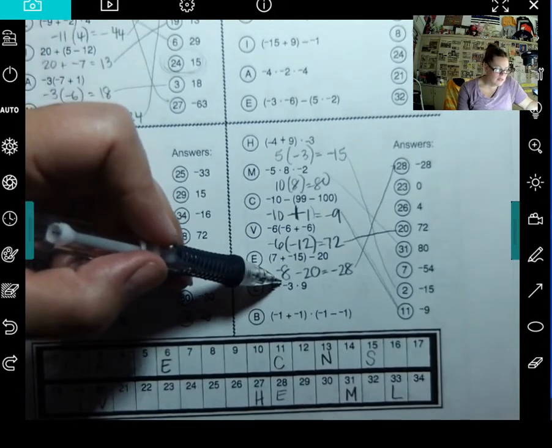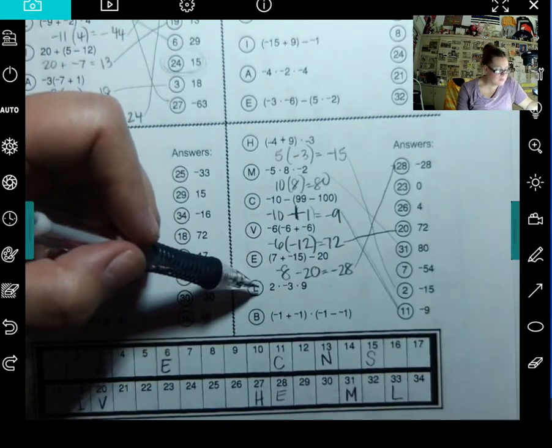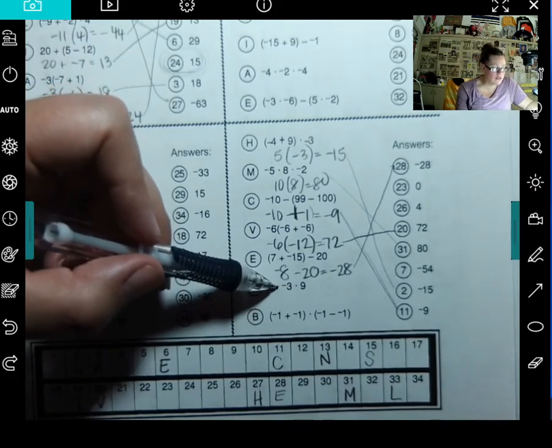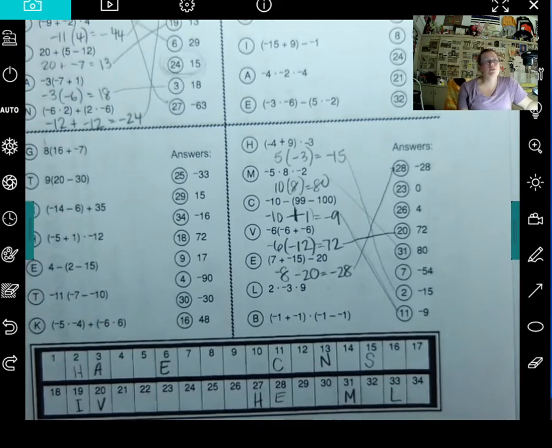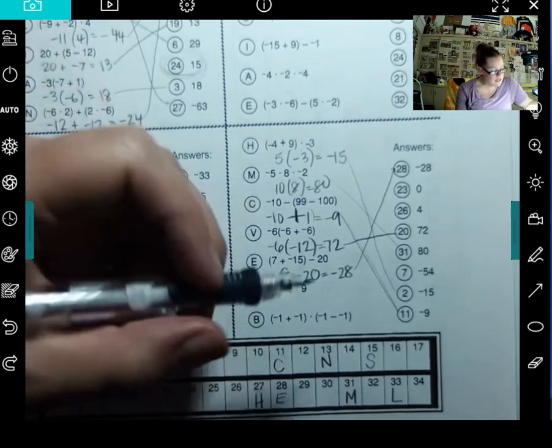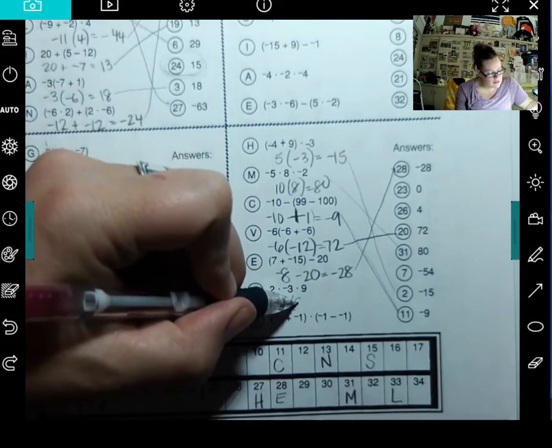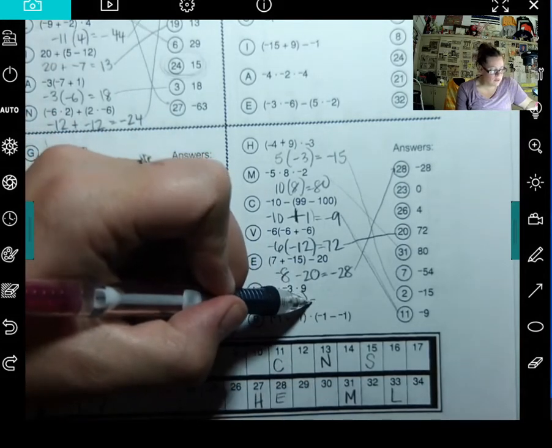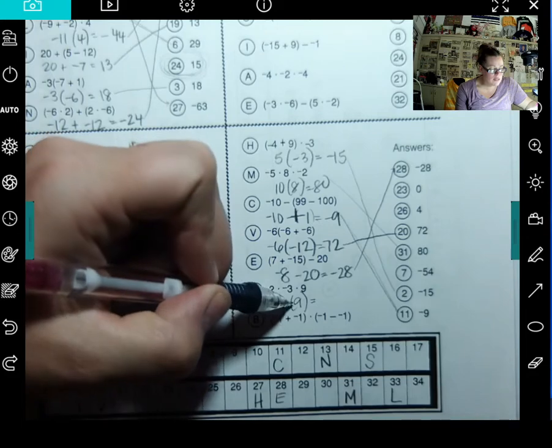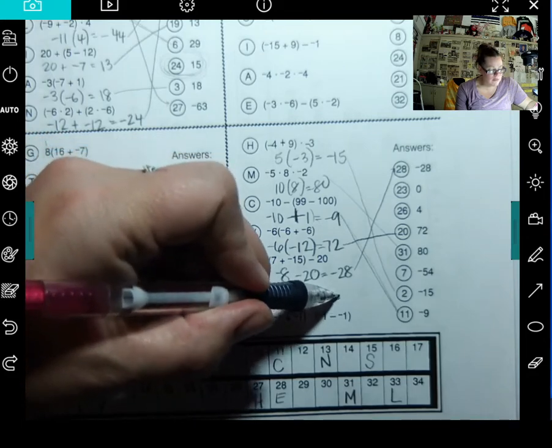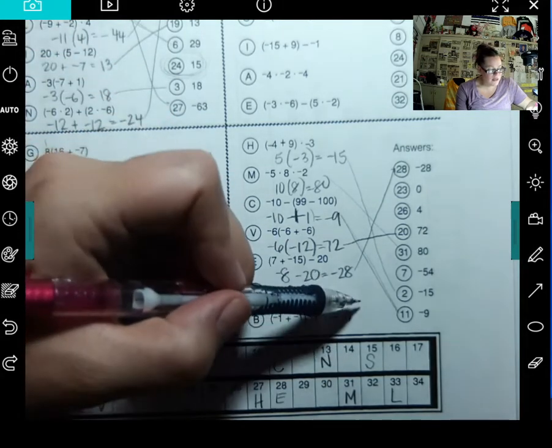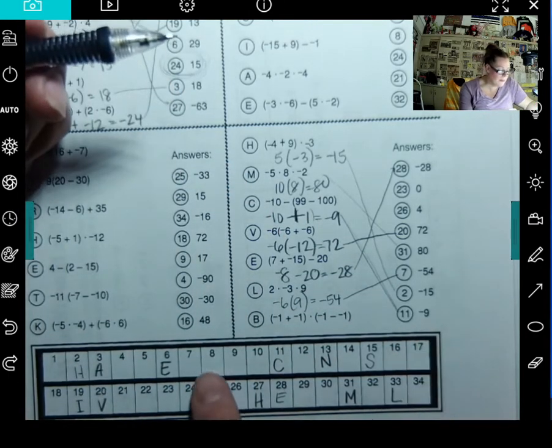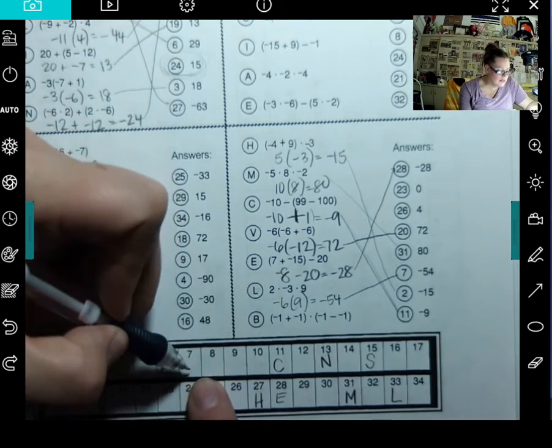2 times negative 3 times 9. So again, we have no parentheses, but have no worry, it's multiplication. So it doesn't matter which order it goes in. 2 times negative 3 is negative 6, and then times 9. So 6 times 9 is 54, I believe. One is negative and one is positive, so we get negative 54. And it looks like that answer is right there at number 7. So number 7 has an L under it.